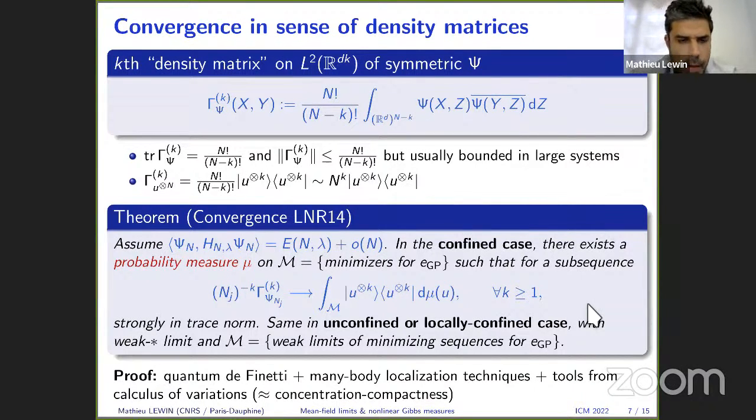So the proof of this theorem is not so difficult in the confined case. It follows quite easily from the quantum de Finetti theorem, which I will present next. And it was actually quite difficult for us in the unconfined case. So we really had to marry quantum de Finetti with many-body localization techniques and tools from the calculus of variations. So if you like, we had to do some concentration compactness on these systems of a growing number of particles and try to see what the particles are doing. So that's what we proved in 2014.